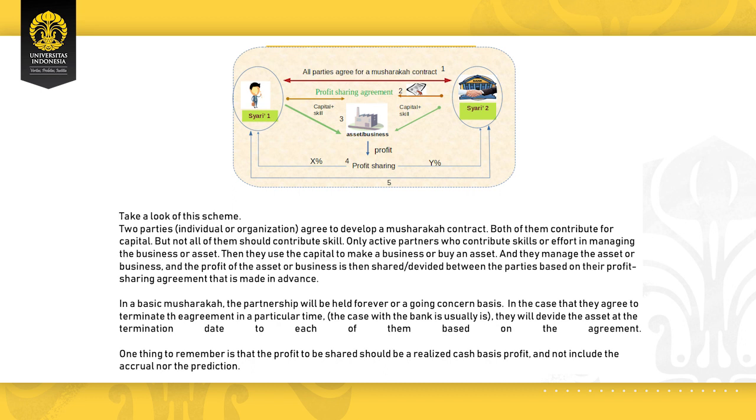Then they manage the asset or the business and get the profit. The profit of the asset or business is then shared or divided between the parties based on their profit-sharing agreement that is made in advance. In a basic Musharakah, the partnership will be held forever, or on a going concern basis. In the case that they agree to terminate the agreement at a particular time, as a bank usually does, they will divide the asset at the termination date to each of them based on the agreement.